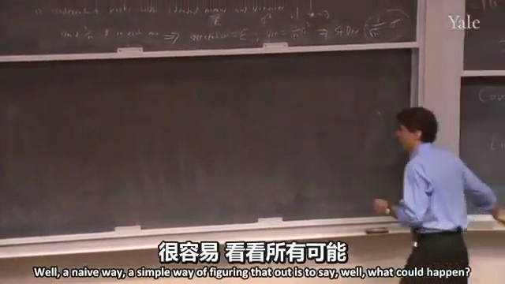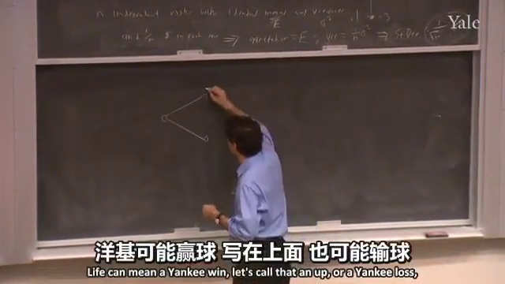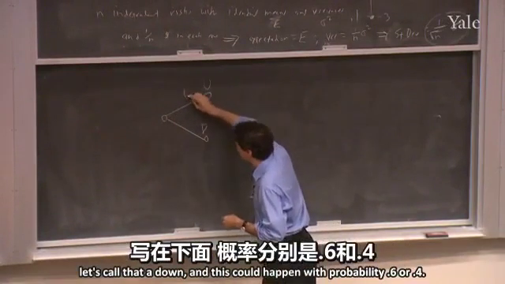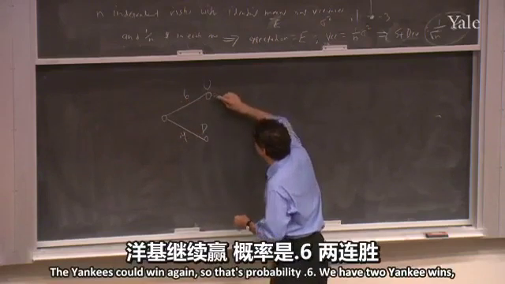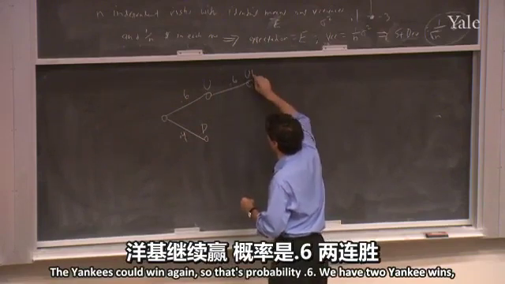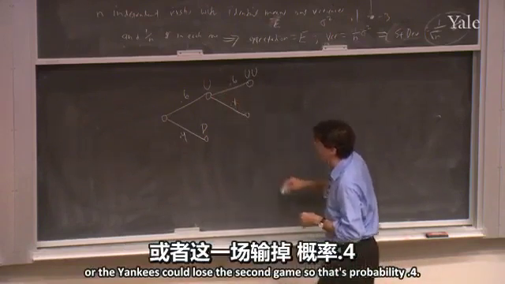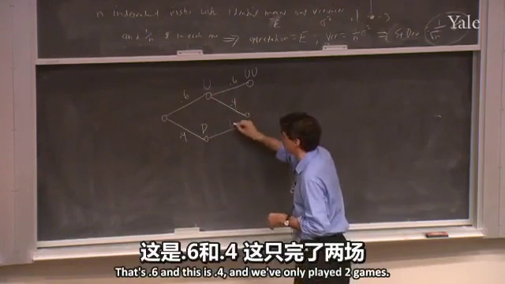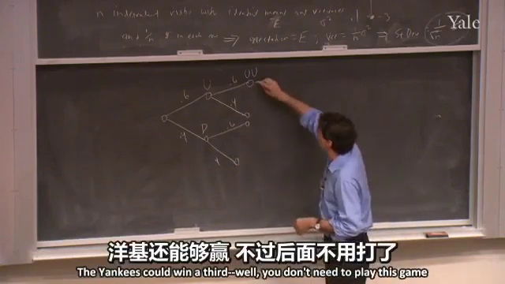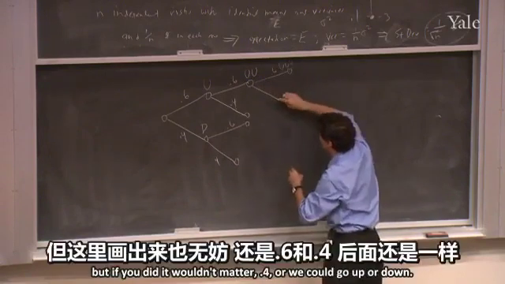Well, a naive, simple way of figuring that out is to say, well, what could happen? Life can mean a Yankee win, let's call that an up, or a Yankee loss, let's call that a down. This could happen with probability 0.6 or 0.4. The Yankees could win again, so that's probability 0.6. We have 2 Yankee wins. Or the Yankees could lose the second game, so that's probability 0.4. The Yankees could lose or could win. That's 0.6, and this is 0.4. And we've only played 2 games. The Yankees could win a third. Well, you don't need to play this game because they've already won a 3-game series, but if you did, it wouldn't matter. 0.4.